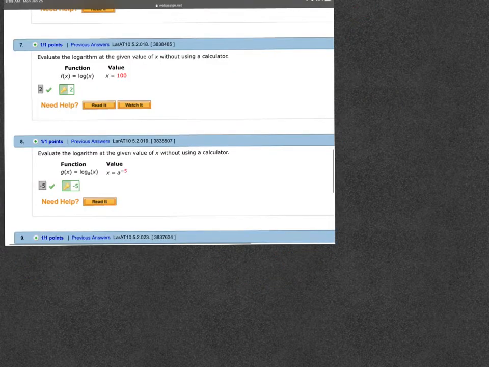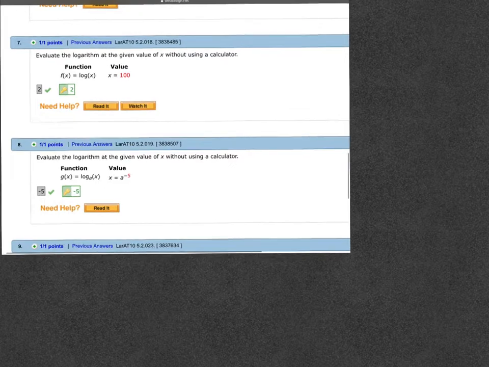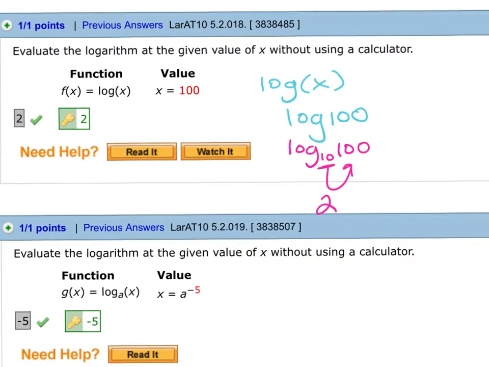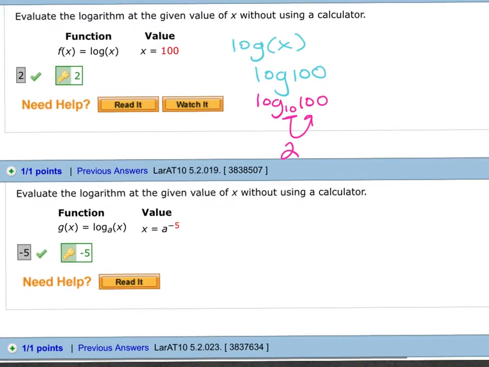All right, so 7 from the homework said evaluate the log at the given value of x without using a calculator. So this one says log of x where x is 100. So I just said it, but I'll say it again, that if it just says log, it's log base 10. So this is the same thing as saying log base 10 of 100. So what do I raise 10 to get to 100? And it'd be 2. Log by itself, I guess I probably should have said that on Friday. I didn't realize I didn't say it. Log by itself is log base 10. So the log on your calculator is log base 10.